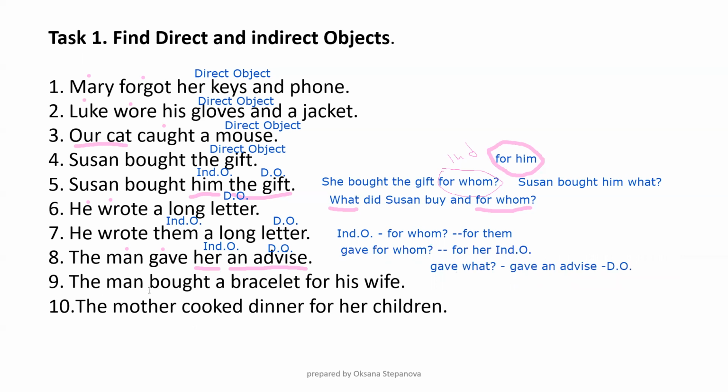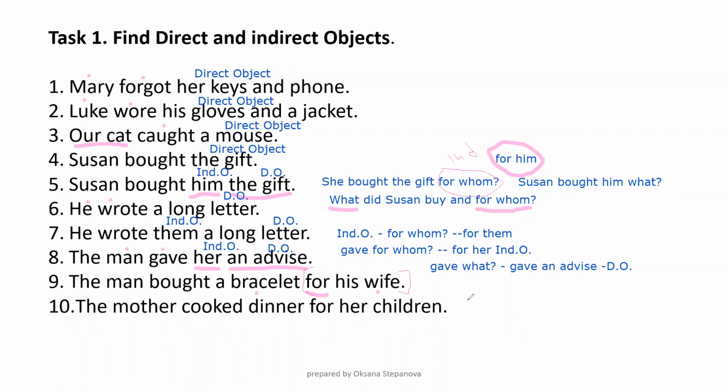Again, number nine, the man bought a bracelet for his wife. Well, this one will make your life easier because it has a preposition. These are two objects, bracelet and wife. But for will make life easier because we know that this is the indirect object.